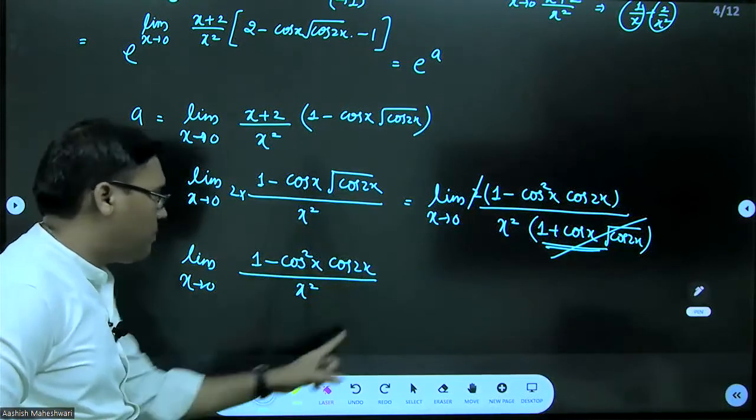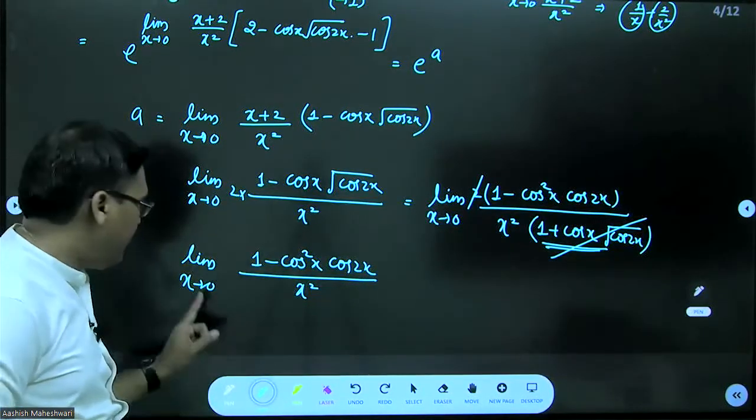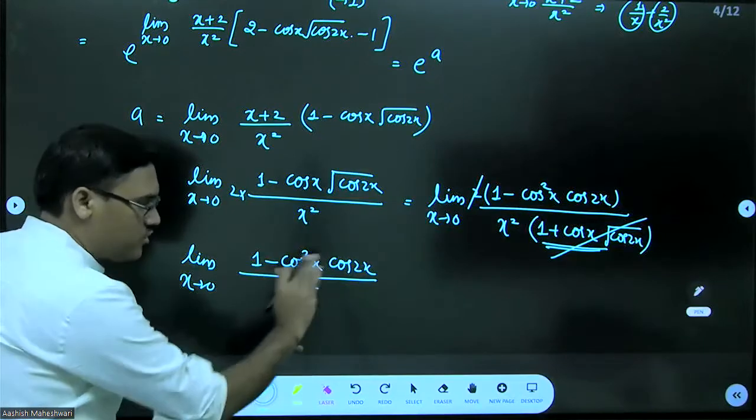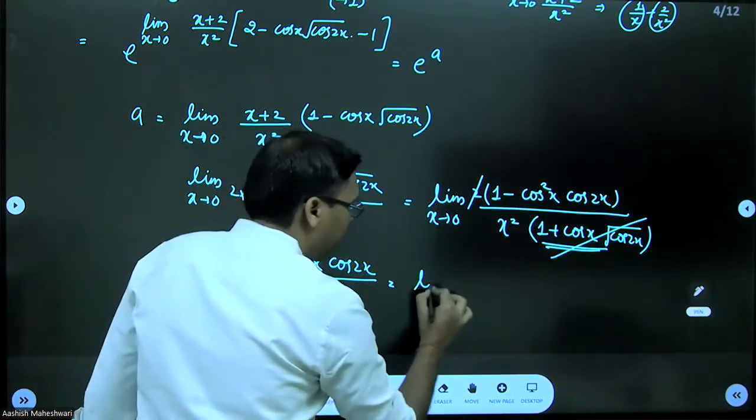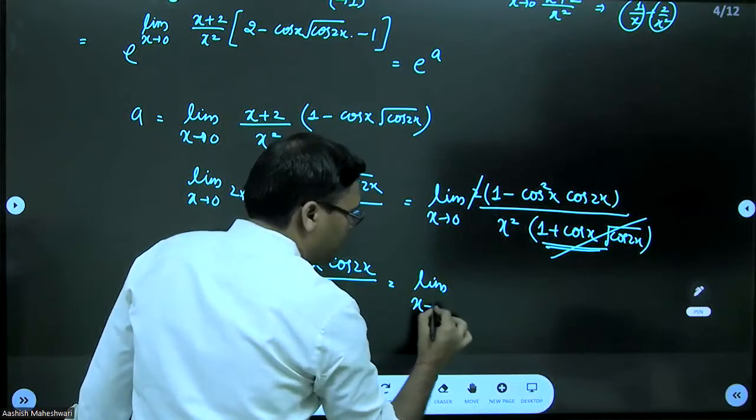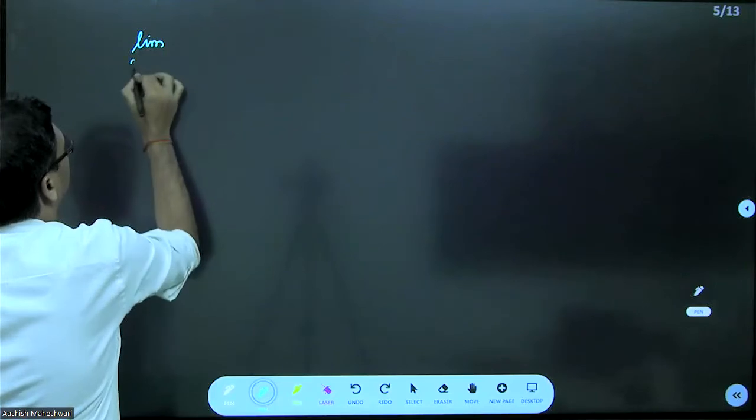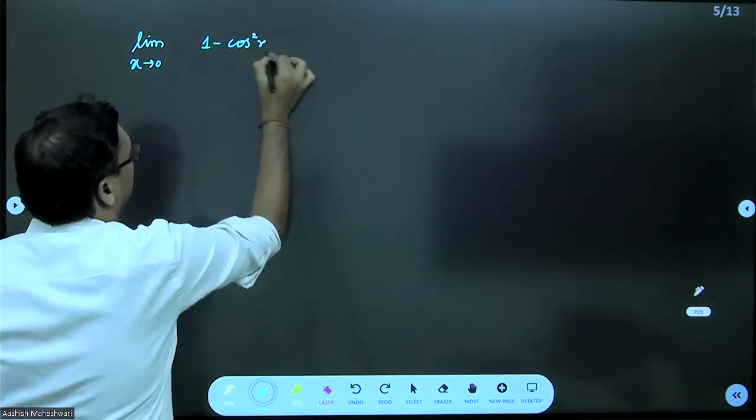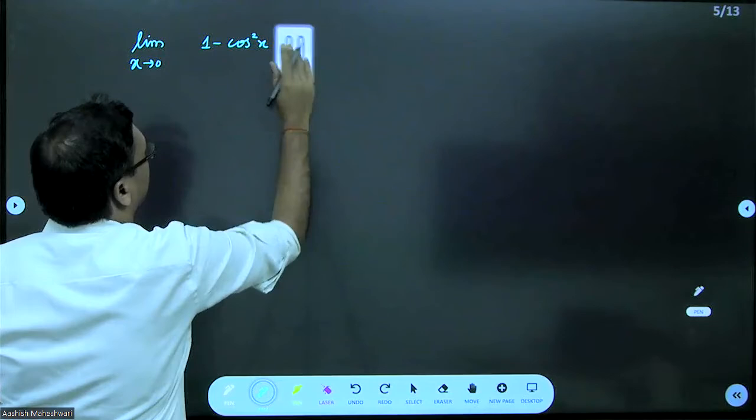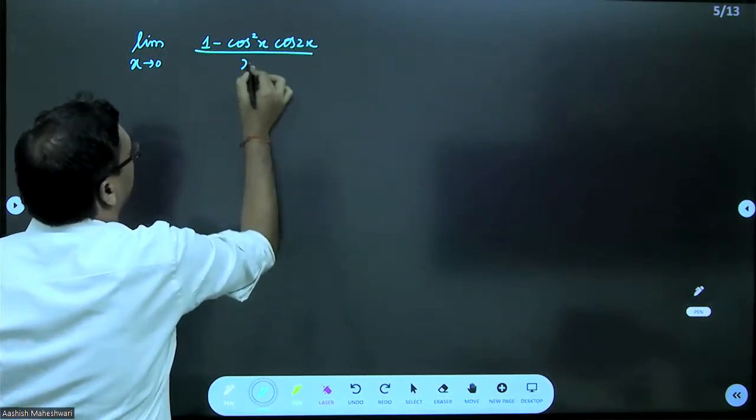Either you can apply L'Hopital for this, or otherwise what you can do is, as x approaches 0, you can see this is 0 by 0. You can try L'Hopital, or otherwise, let's go to the next page. This is limit x approaches 0, 1 minus cos square x, sorry, this is cos 2x upon x square.